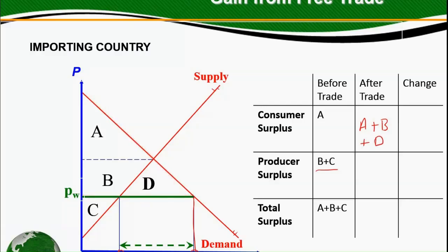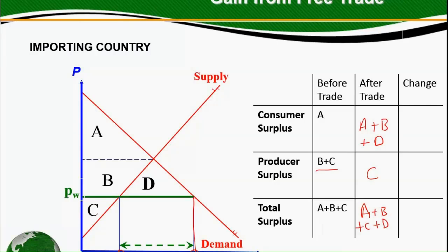What about the producer surplus? Well, that's given by the area above the supply function below the world price. So this is your producer surplus, C. The total surplus in this case is A plus B plus C plus D.